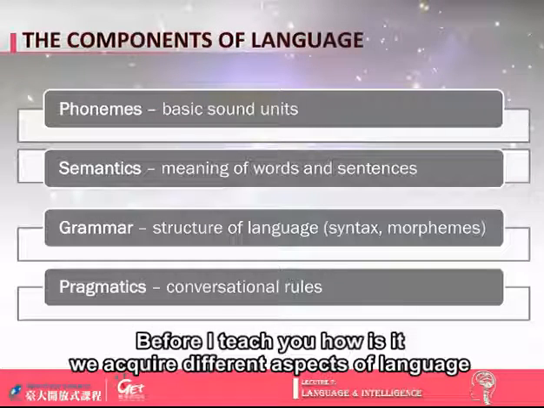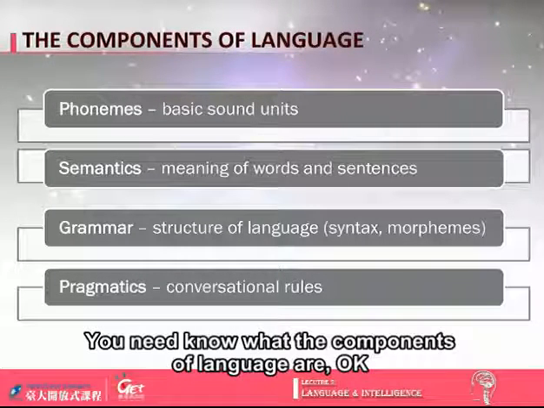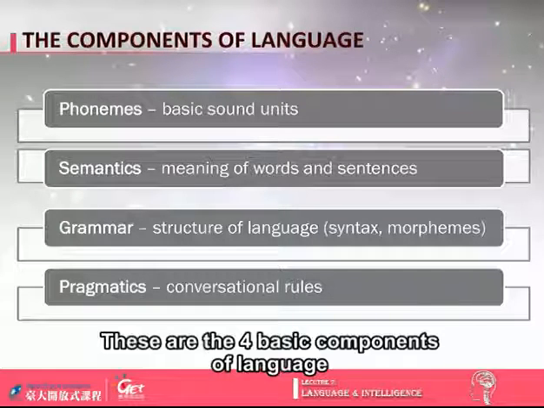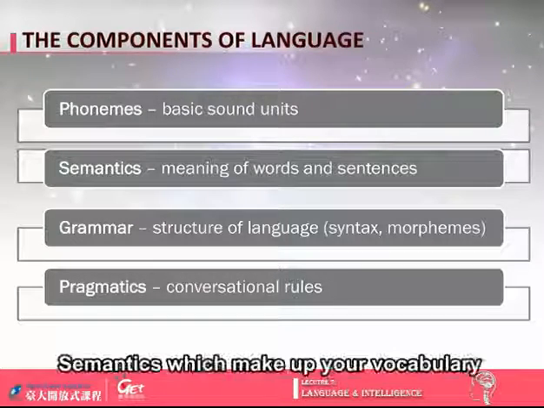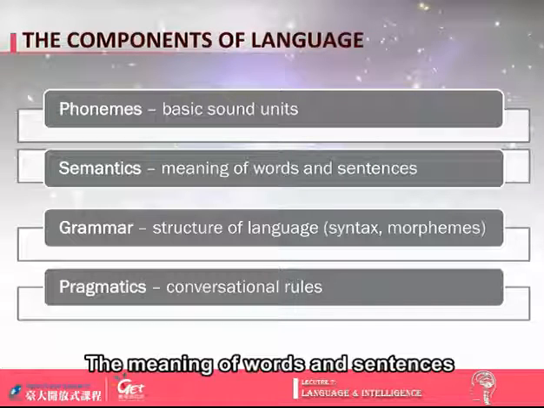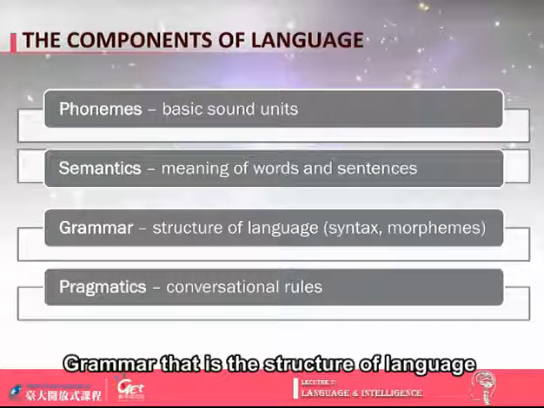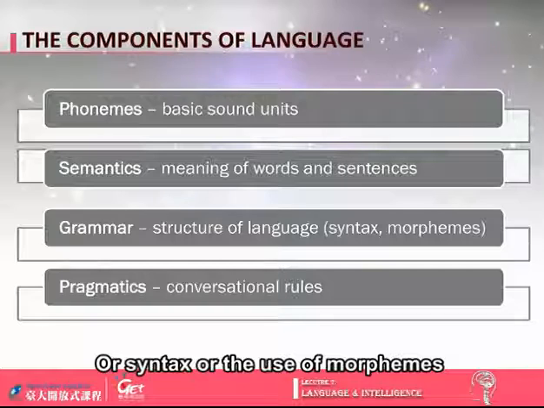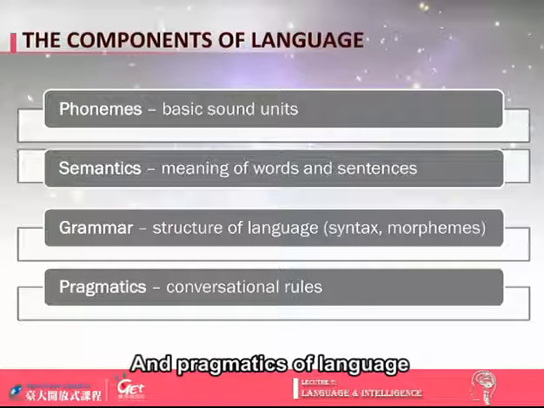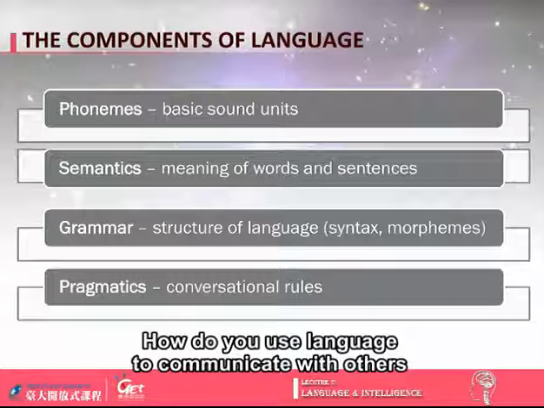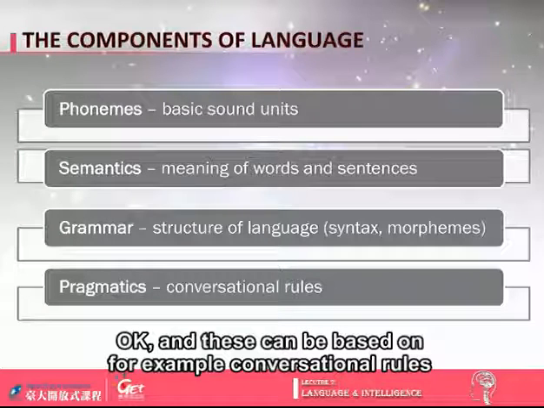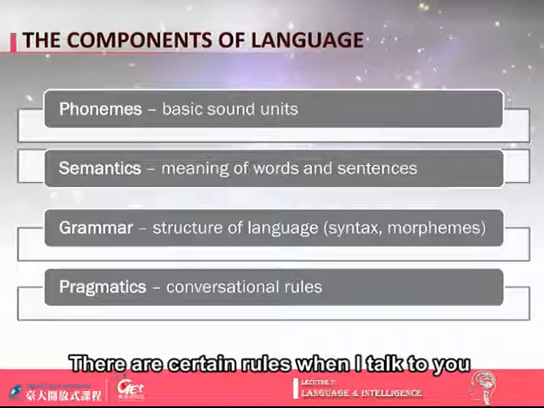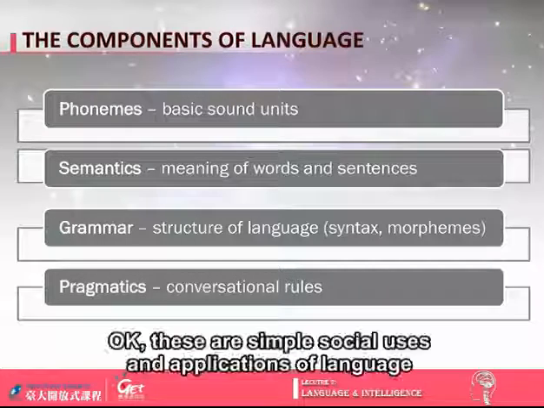Before I teach you how we acquire different aspects of language, you need to know what the components of language are. These are the four basic components of language. The first being phonemes, or basic sound units; semantics, which make up your vocabulary, the meaning of words and sentences; grammar, that is the structure of language, or syntax, or the use of morphemes; and the pragmatics of language, the social use of language. How do you use language to communicate with others? These can be based on, for example, conversational rules. There are certain rules when I talk to you, that you don't talk at the same time as I do. So these are simple social uses and applications of language.